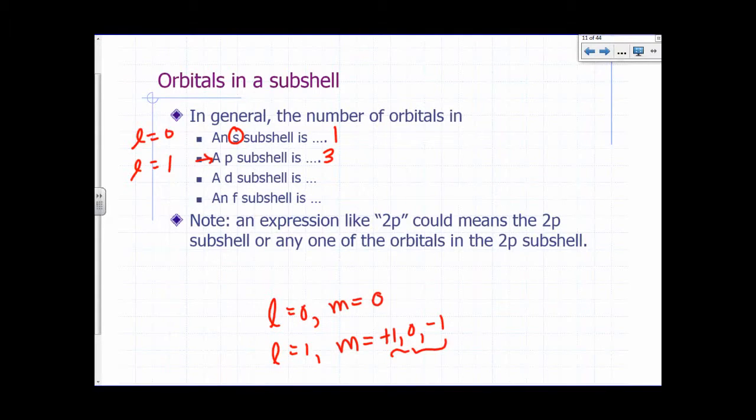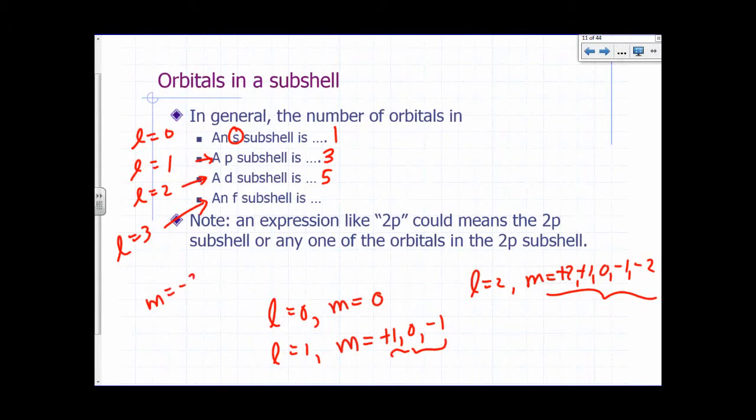For a d subshell, d is code for l equals 2, so the possible m is +2, +1, 0, -1, and -2. There are 5 possibilities. If you have an f subshell, l equals 3, the possible values for m would be -3, -2, -1, 0, +1, +2, and +3. That's 7. See the pattern? 1, 3, 5, 7. So if you have a g subshell, you're going to get 9 orbitals.